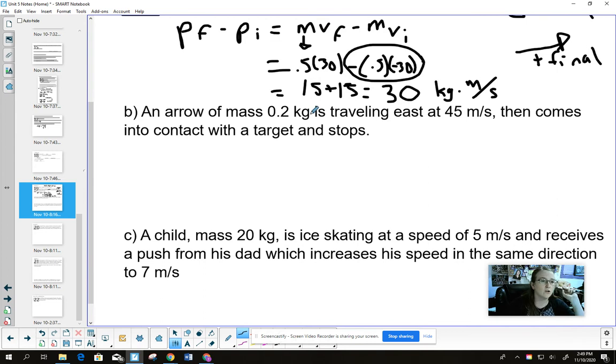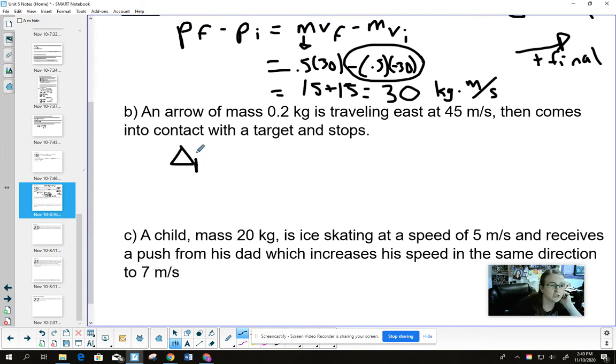Okay, so for B, an arrow of mass 0.2 kilograms is traveling east at 45 meters per second, then comes into contact with the target and stops. So go ahead and try the change in momentum. Again, p final minus p initial, subtract the two momentums, that's it. You just have to be careful which is the initial and which is the final. Go ahead and try it.